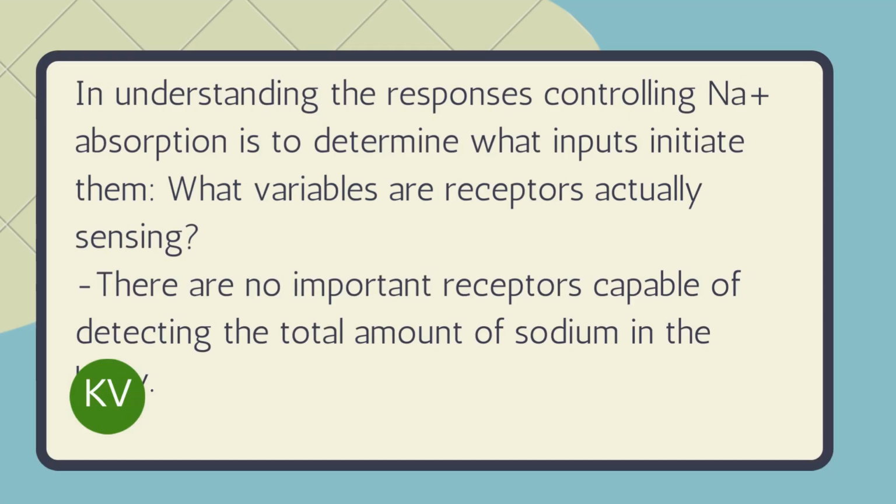In understanding the responses controlling sodium reabsorption, the key is to determine what inputs initiate them. This leads us to question what variables the receptors are actually sensing. The answer is that there are no important receptors capable of detecting the total amount of sodium in the body. Rather, the responses that regulate urinary sodium excretion are initiated mainly by various cardiovascular baroreceptors, such as the carotid sinus, and by sensors in the kidneys that monitor the filtered load of sodium.